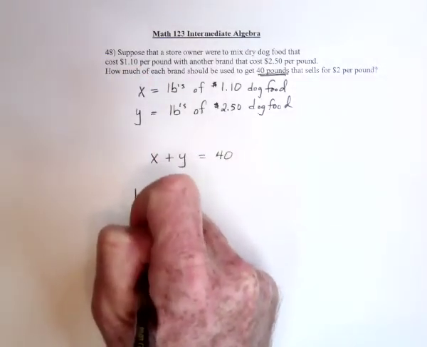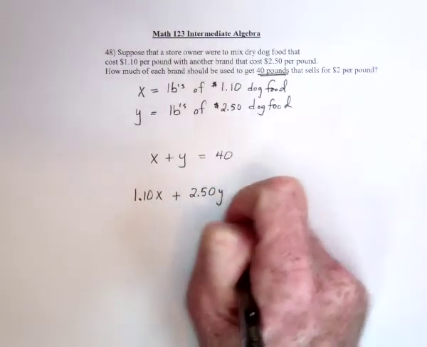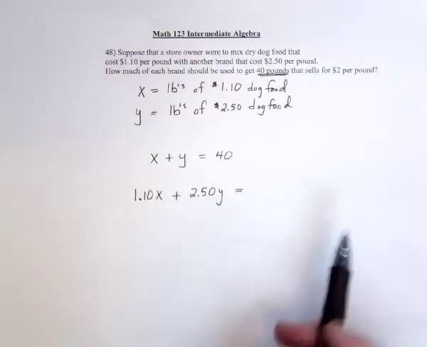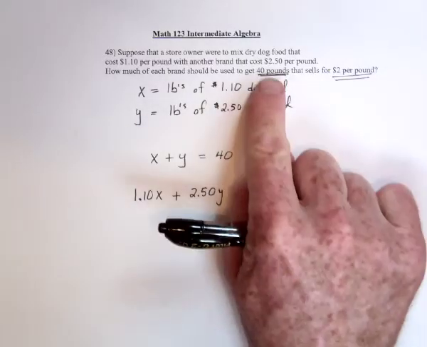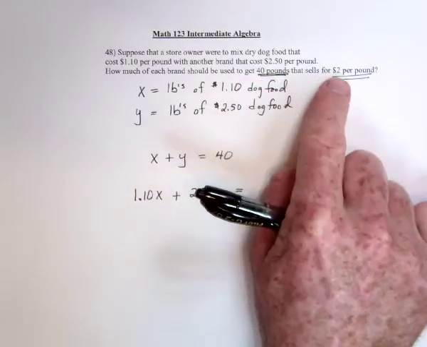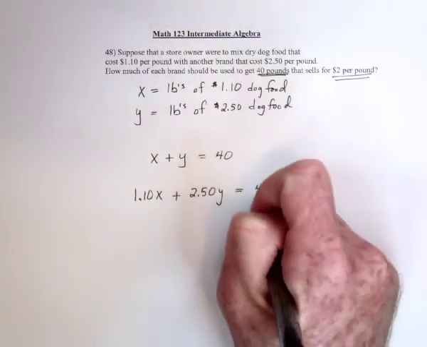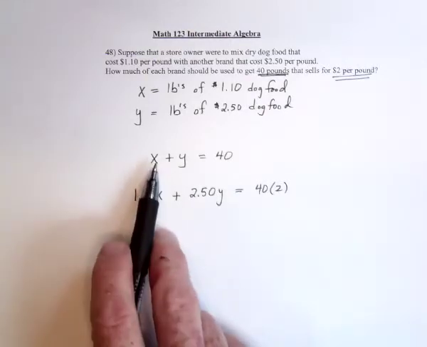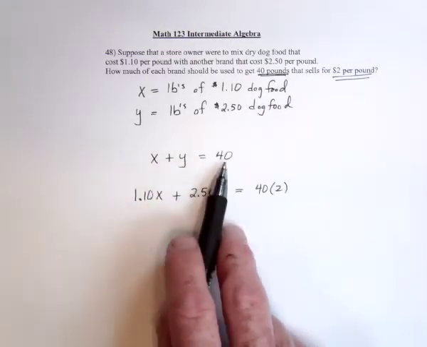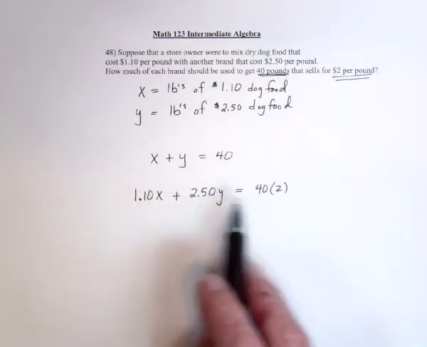So $1.10X plus $2.50Y has to equal, well, it has to cost $2 per pound. But we're going to have 40 pounds of it. So in total, that's going to be $80 worth. Or another way to look at it is to be consistent. Even consistent in here, this is pounds plus pounds equals pounds. In here, it is dollars times pounds plus dollars times pounds equals dollars times pounds.